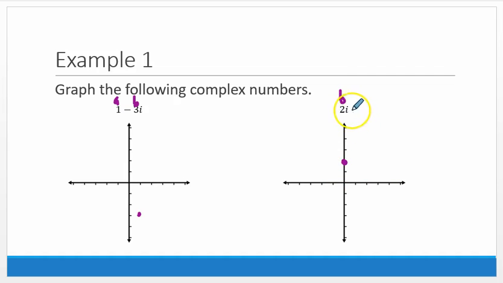They could also do the same thing the other way around. If you don't see an i, you just have a number like 5, then that would mean go to the right 5, but don't go up or down. So a is your left to right motion, b is your up and down motion, draw the dot. That's it.